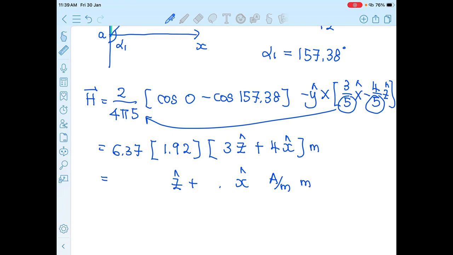Okay, so let's combine again. 6.37. 36.7. Okay, and then 48.92. Okay, milliampere. Right, so this is the answer.